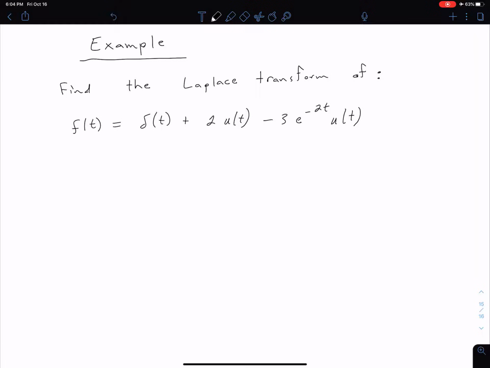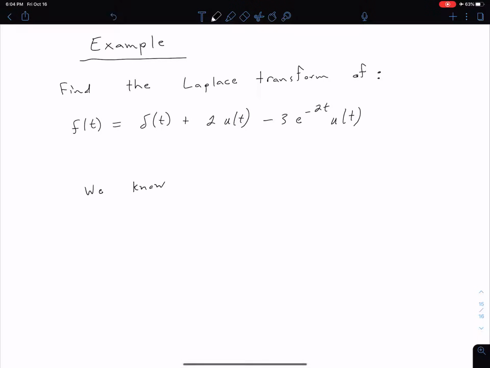Let's now look at an example of how we can transform a time domain function to the frequency domain using the Laplace transform. So we want to find the Laplace transform of this function f of t, which is equal to delta of t plus 2u of t minus 3e to the minus 2t times u of t. Okay, so that's a little more complicated than what we've been looking at because we notice we have several parts. Well, let's sort of start with what we know.